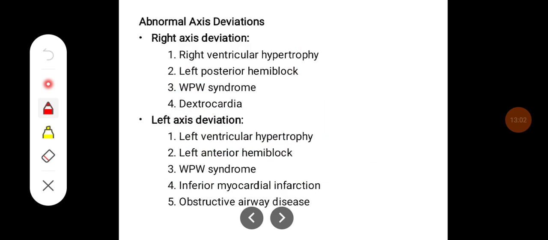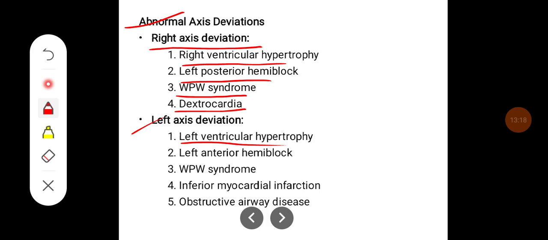Some of the causes of abnormal axis deviation: right axis deviation can be seen in right ventricular hypertrophy, left posterior hemiblock, Wolff-Parkinson-White syndrome, and dextrocardia. Left axis deviation can be seen in left ventricular hypertrophy, left anterior hemiblock, WPW syndrome, inferior myocardial infarction, or obstructive airway diseases.